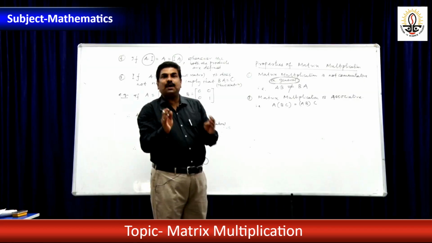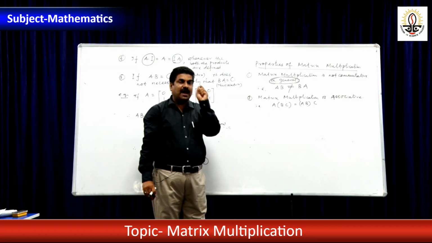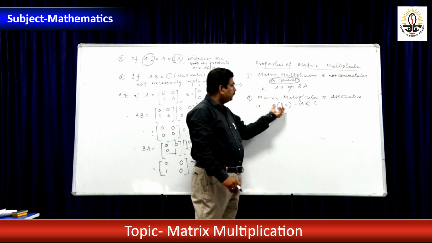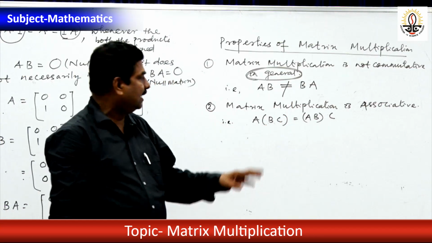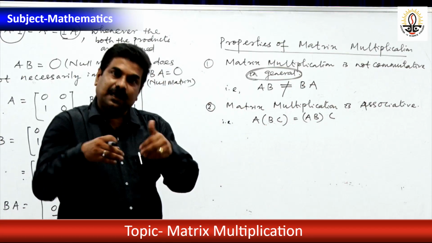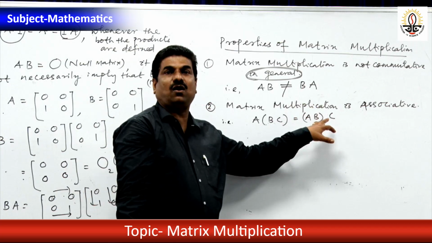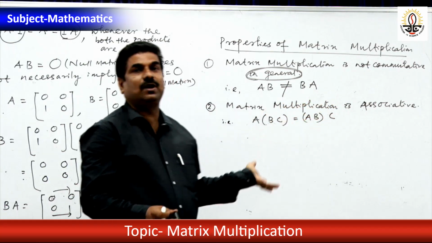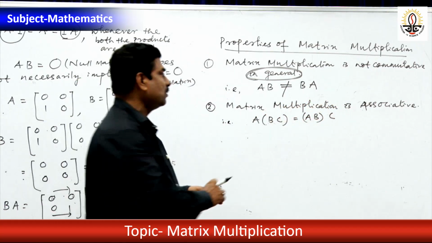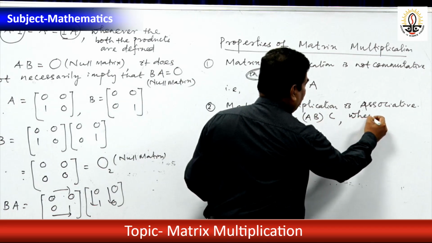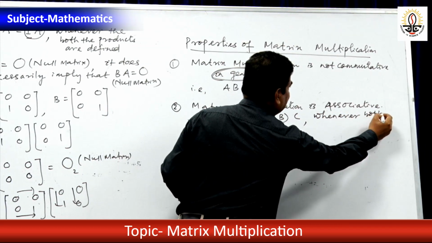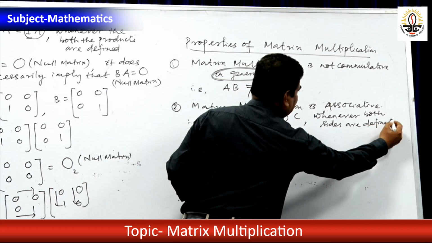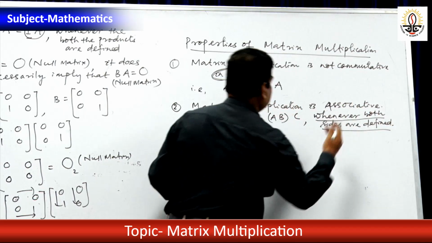Here A, B, C are three matrices, and a very important point is that the product BC is well defined and A into BC is well defined, and on the right hand side also the product AB is well defined and AB with C is also well defined. That means whenever both sides are defined, very important point, whenever both sides are defined.